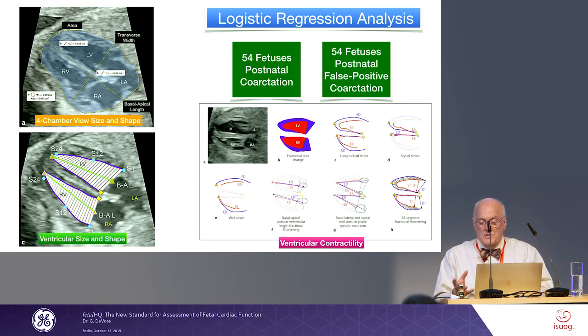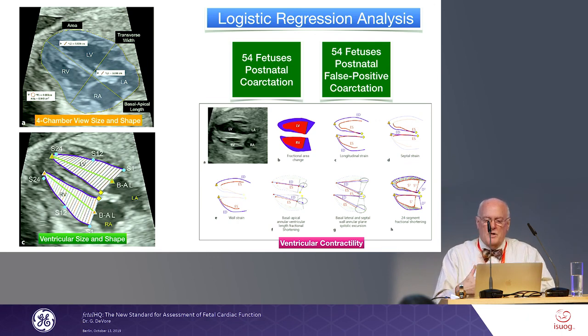So I did my analysis, and I then used all the z-scores for each of the fetuses, and I put them into a logistic regression equation, or a computer. Now, before I did that, I was blinded to what these fetuses had. I examined 108, not knowing who had what. So I didn't say, well, these are the 54 coarcs and these are the 54 false positives. I didn't know what they had.